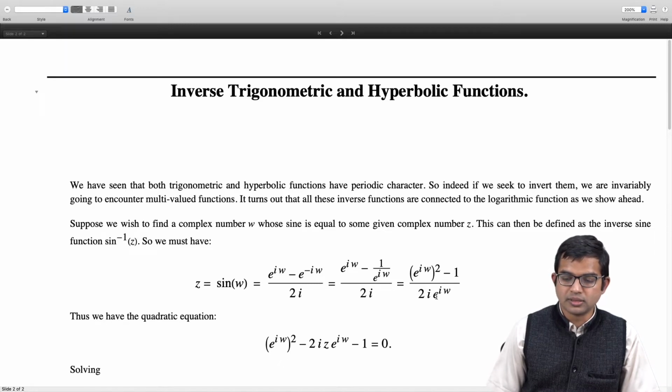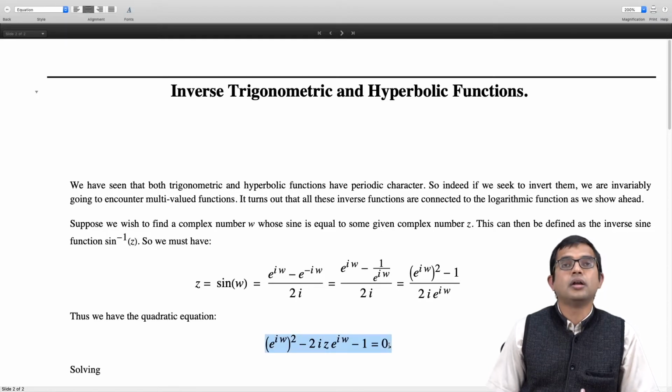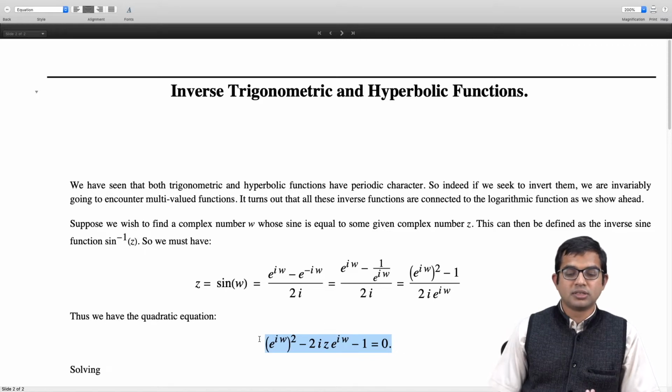So if you bring this 2i e to the iw to the left hand side, you have a z here, and so you bring all terms together onto one side. So then you have e to the iw the whole squared minus 2i z times e to the iw minus 1 equals 0. So this is a quadratic equation in e to the iw, right? So w is an unknown, so e to the iw is an unknown, but this is really just a quadratic equation in e to the iw, which we know how to solve, right?